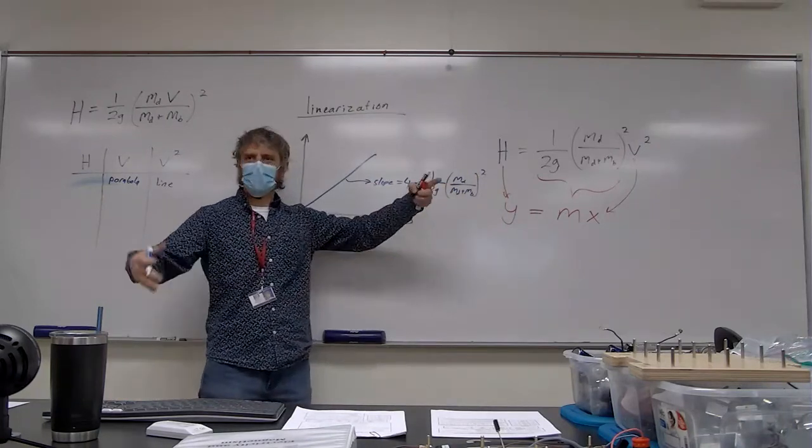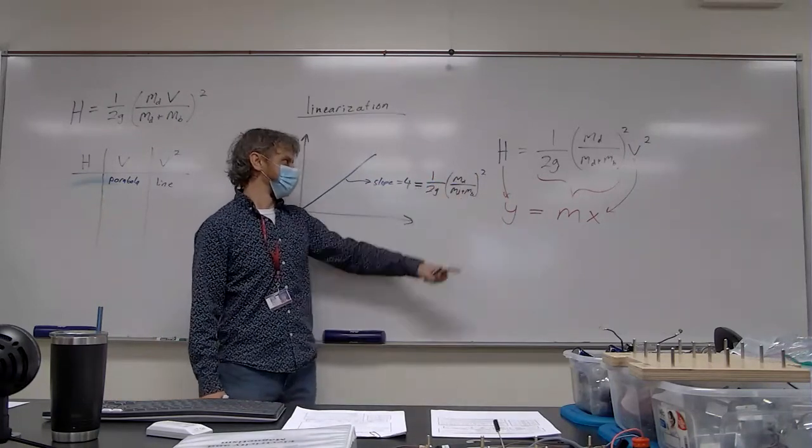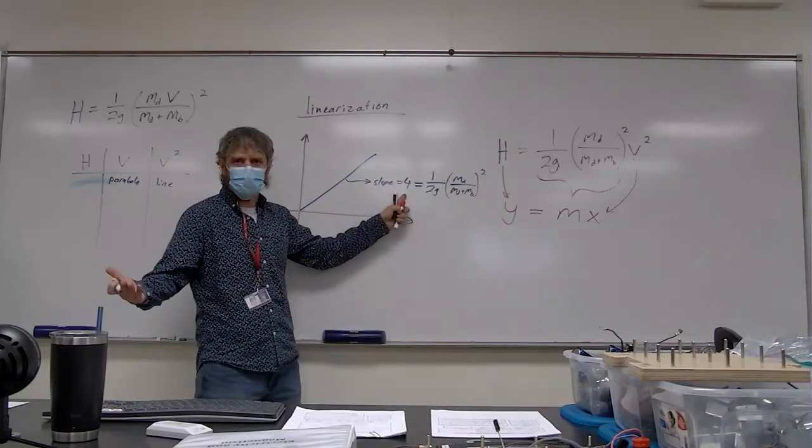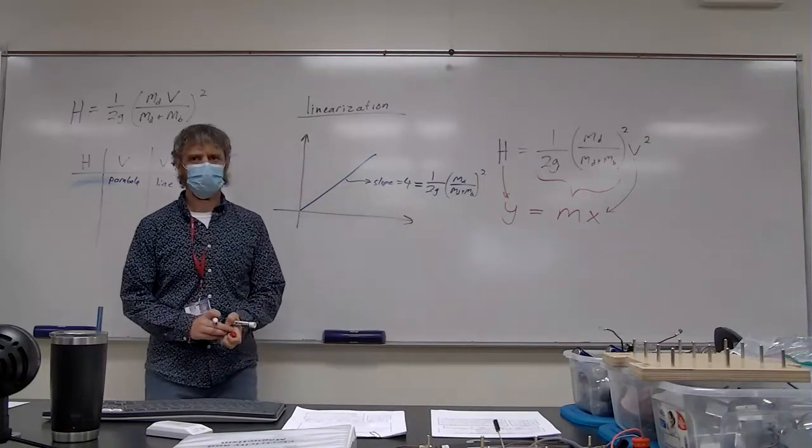You would know the mass of the dart. In your experimental setup, you would know the mass of the dart, the mass of the block. You know the slope because you just computed it. So now you can figure out what g is. Okay.